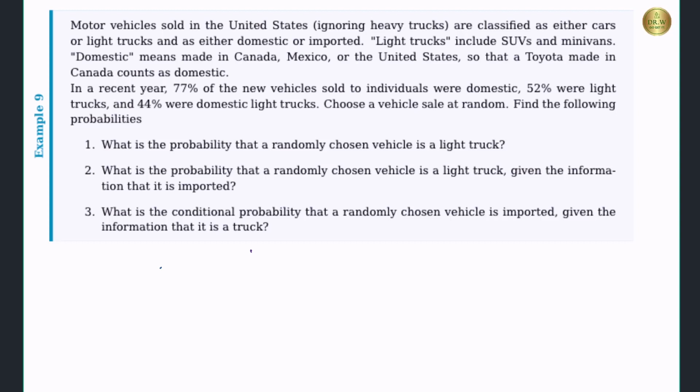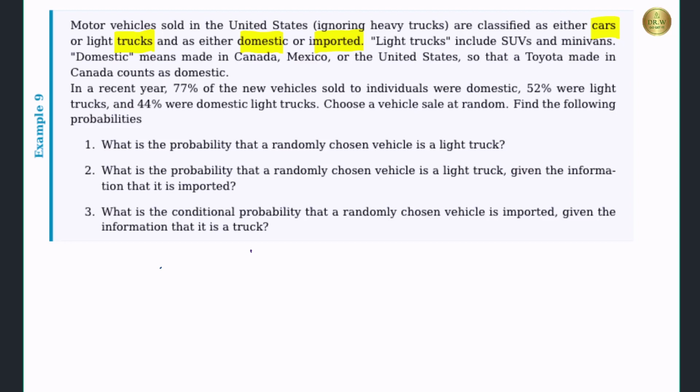If you watched my previous videos, you know I already discussed this problem. But I am going to use different methods to explain this problem here. Motor vehicles sold in the United States are classified as either cars or light trucks and as either domestic or imported. Light trucks include SUVs and minivans. Domestic means made in Canada, Mexico, or the United States, so a Toyota made in Canada counts as domestic.